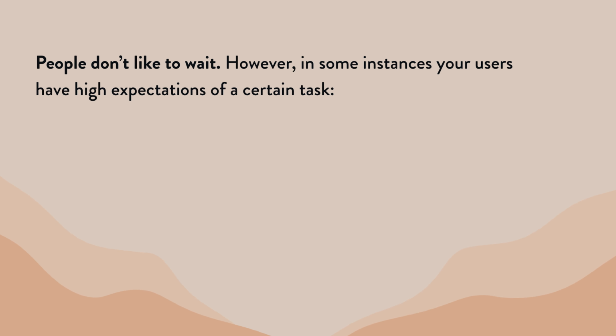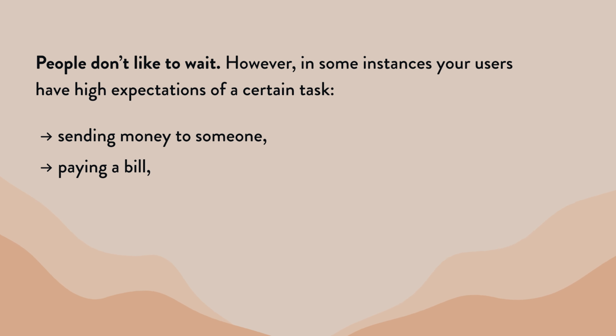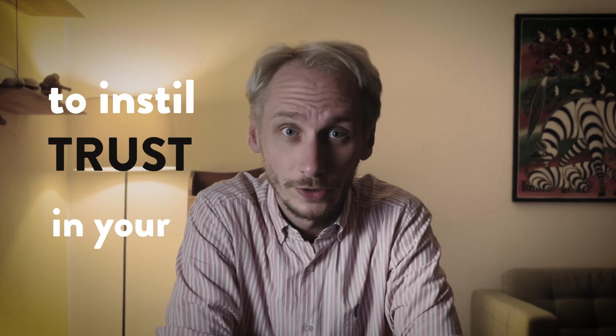In general, people don't like to wait, but there are some instances when your users have high expectations of a certain task, such as sending money to someone, paying a bill, migrating data, or generating a report. This is why displaying a progress screen or labor illusion screen after a critical action can actually help reinforce the confidence needed to instill trust in your product.